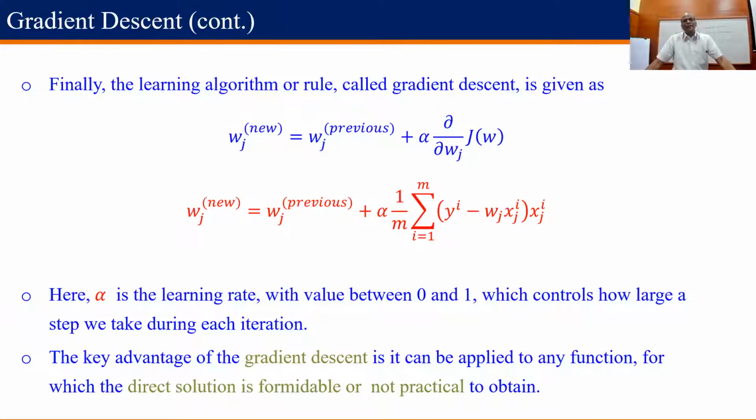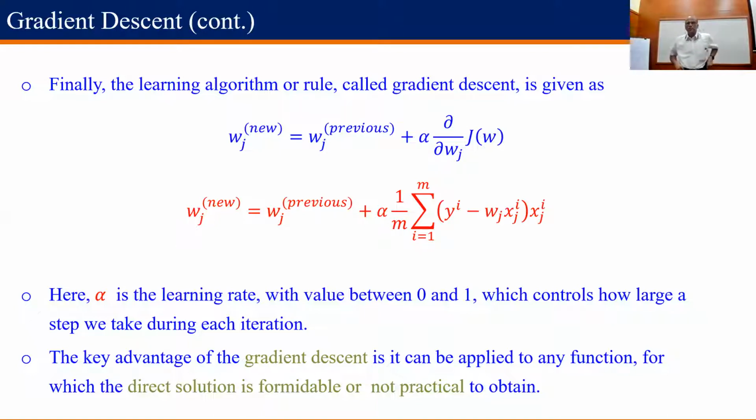All right. Now, that alpha is called the learning rate. So this can be controlled by you.